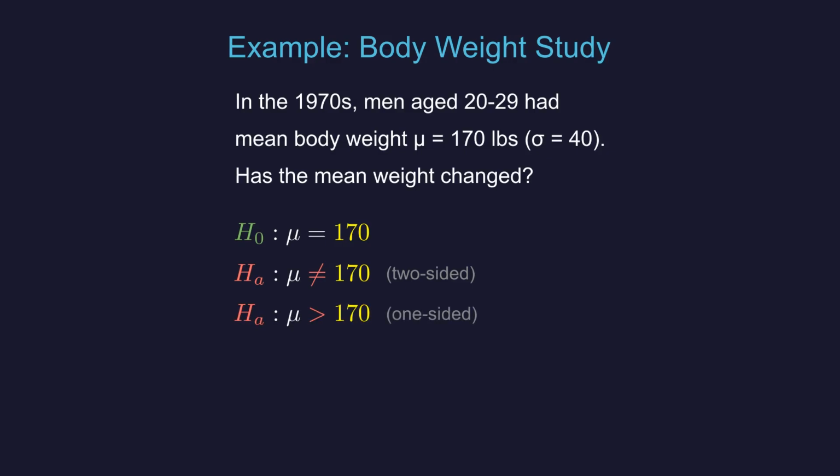Alternatively, if we suspect weight has only increased, we can use a one-sided alternative. Mu is greater than 170. Two-sided tests are more common in practice because they're more conservative.